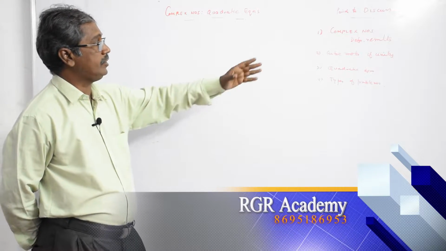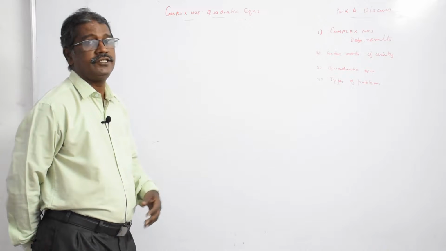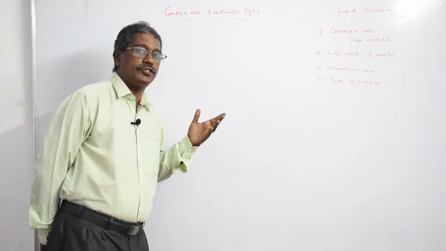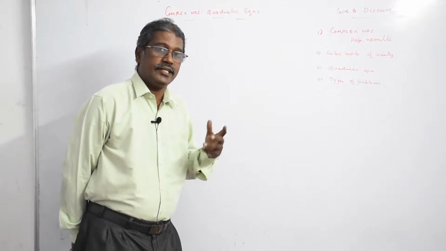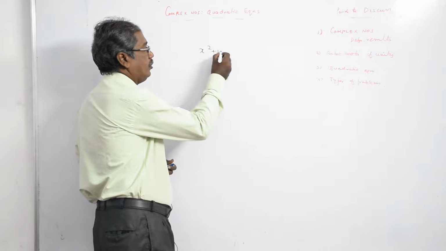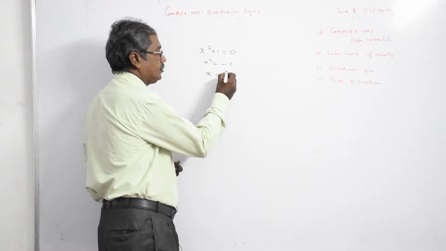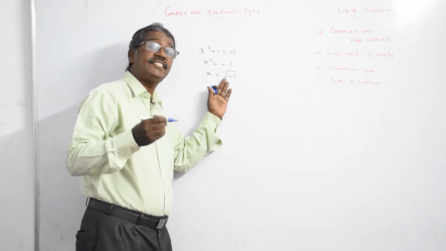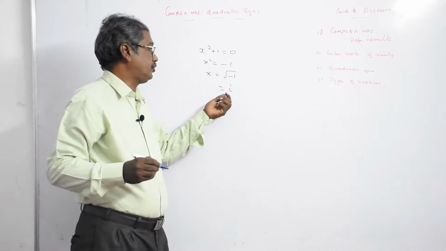Firstly we should define what is complex numbers and quadratic equations. Complex numbers: if you take some number x such that x square plus 1 equal to 0, the value of x cannot be defined, it does not have any solution. Then x square becomes minus 1, so x does not have a defined real value, and this is represented as i. This is the first definition of a complex number.